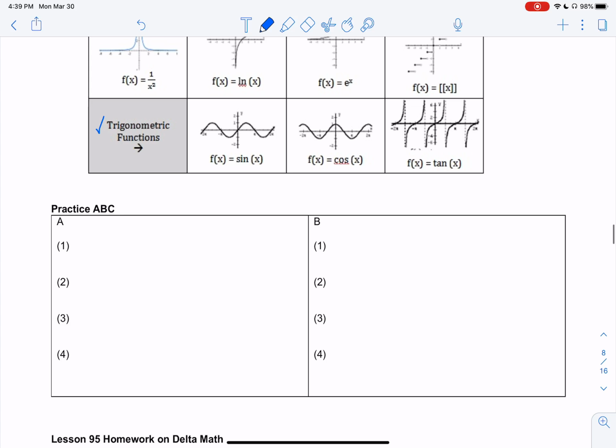And then it looks like we're ready for some ABC questions out of your textbook so you can have an idea of exactly what Saxon is expecting from all of this introductory material.